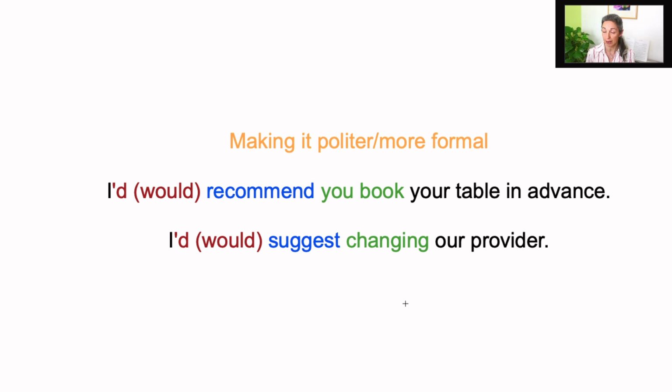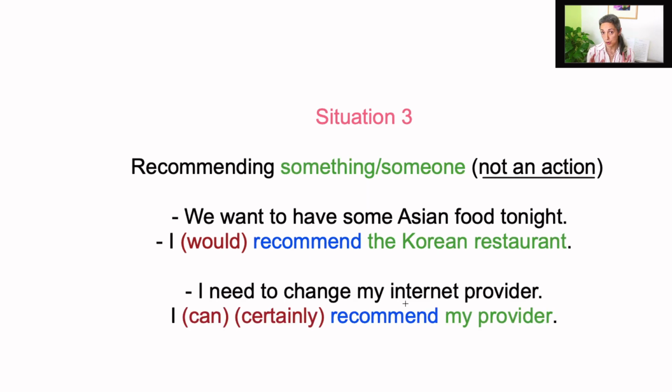Okay, that brings us now to situation number 3. In situation 3, you are not recommending an action to someone else or to the group, but you're recommending something or someone. For example, the person has said to you, we want to have some Asian food tonight. And your reaction can be, I recommend the Korean restaurant. If you want to make it more formal, I would recommend the Korean restaurant.